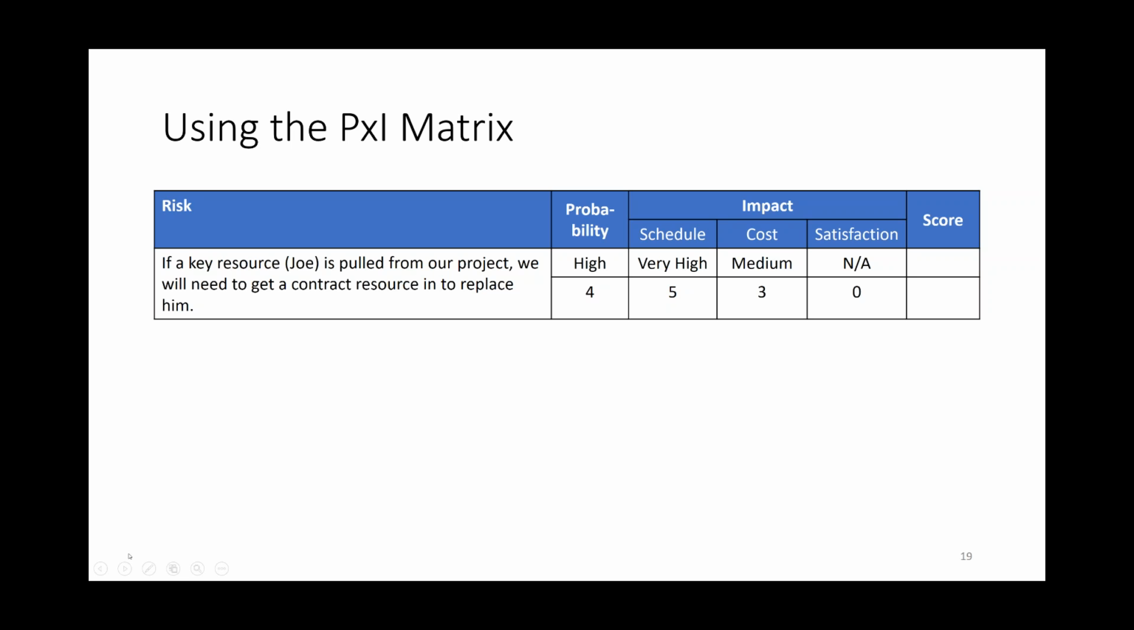So the way you develop a risk score is you do probability times your impact. So in this case, 4 times 5 is 20, and probability times the cost impact, 4 times 3 is 12. So you've got a score of 20 plus 12. The total score is 32 on that. And if you hit it one more time, it should show 32.